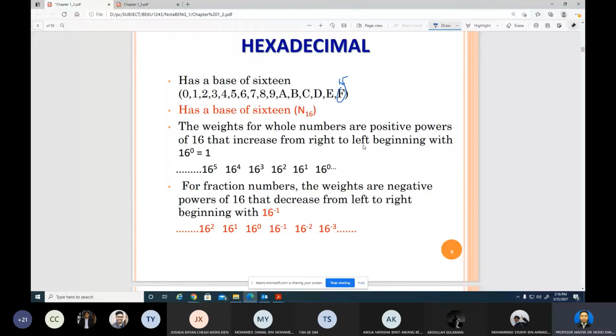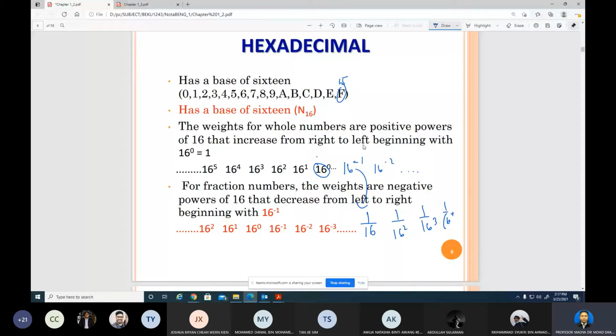The difference is the base. For hexadecimal the base is 16. So for example, less than 0, we have 16 power of -1, 16 power of -2, and so on. You can also write 1 over 16, 1 over 16 power of 2, 1 over 16 power of 3, 1 over 16 power of 4, and so on. That is the sequence for hexadecimal.